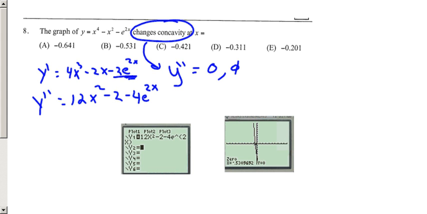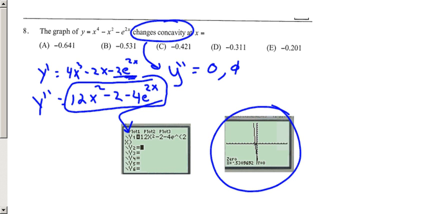Okay, well, this is my second derivative. Now, since we have calculators, I plugged this into y1, and I graphed it. Here's the graph, and I'm just seeing when does this equal 0. So I use the zero function on my calculator, and it equals 0 there. So our answer is B.